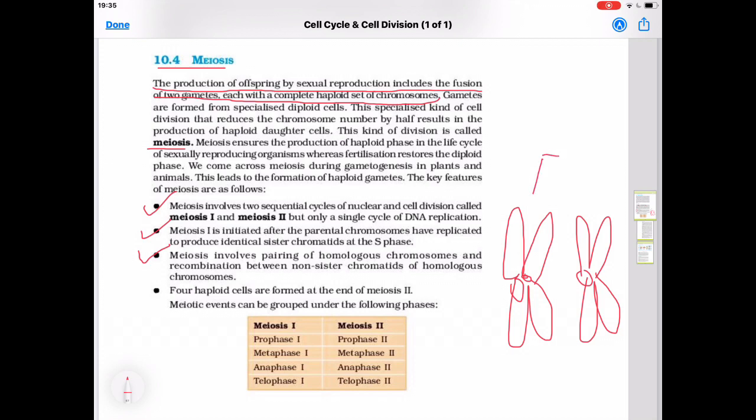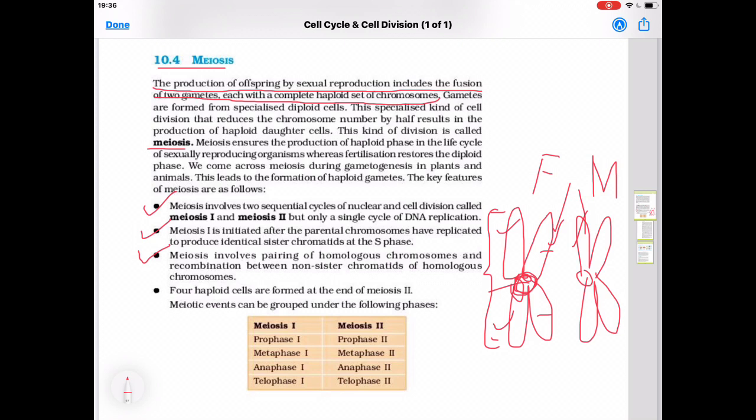And recombination occurs between non-sister chromatids of homologous chromosomes. So what are non-sister chromatids? If these are the two arms known as chromatids, they are joined in the middle by the centromere. The two arms which are joined with the same centromere are known as sister chromatids. And the arms from the other homologous chromosome are known as non-sister chromatids.